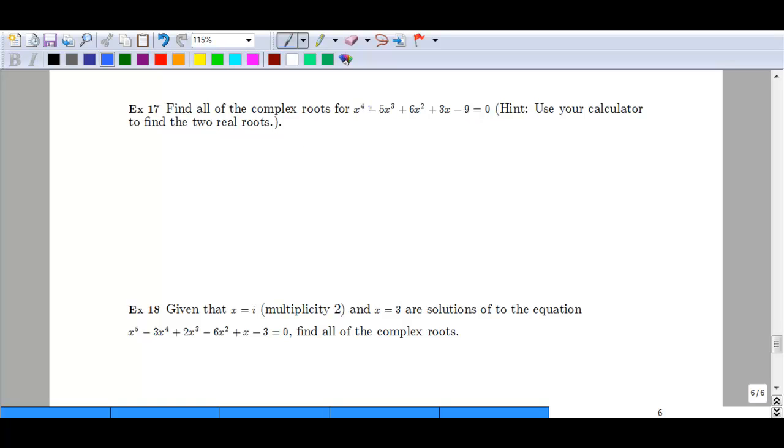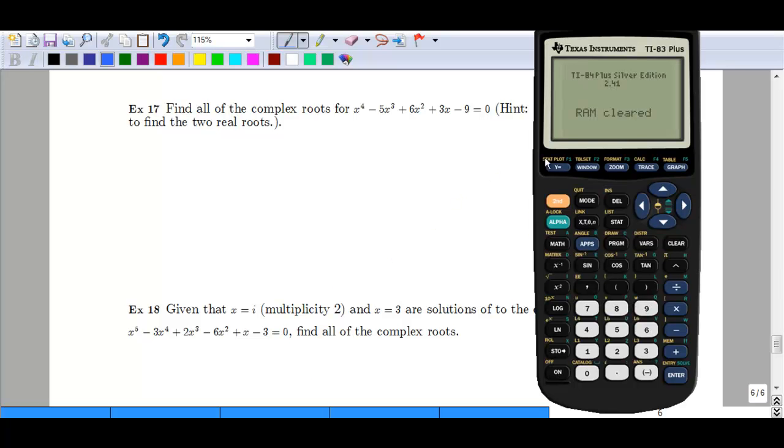We've got a quartic here, so we're going to have 4 roots. There's a hint here to use the calculator to find the first 2 real roots, so go ahead and get out your calculator. So with our calculator here, I'm going to put in our function. So we have x to the 4th minus 5x cubed plus 6x squared plus 3x minus 9. And we're going to hit graph.